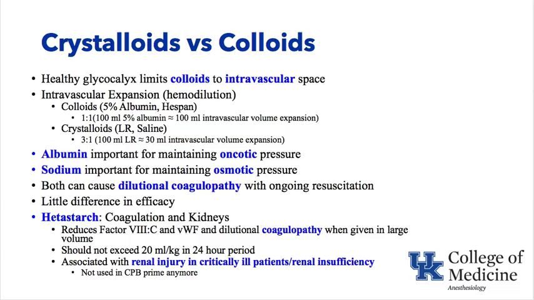Hetastarch, there's issue with coagulation and the kidneys. Hetastarch reduces factor 8C and von Willebrand factor and can cause a dilutional coagulopathy when it's given in large volume. But albumin can cause a dilutional coagulopathy also. There's a recommendation that if you use hetastarch, you should not exceed 20 mils per kilogram in a 24-hour period, and there has been some worry of hetastarch being associated with renal injury in critically ill patients, and it tends not to be used in a cardiopulmonary bypass prime anymore, as it used to be used in the past.